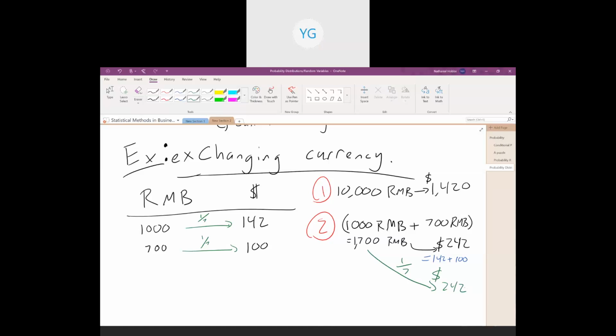No. So now, instead of adding things, which is what you did before, you added the number 142 plus 100, because that was the easy thing to do. Now, if I have 7,000 renminbi, how many US dollars do I have? 1,000. Okay.